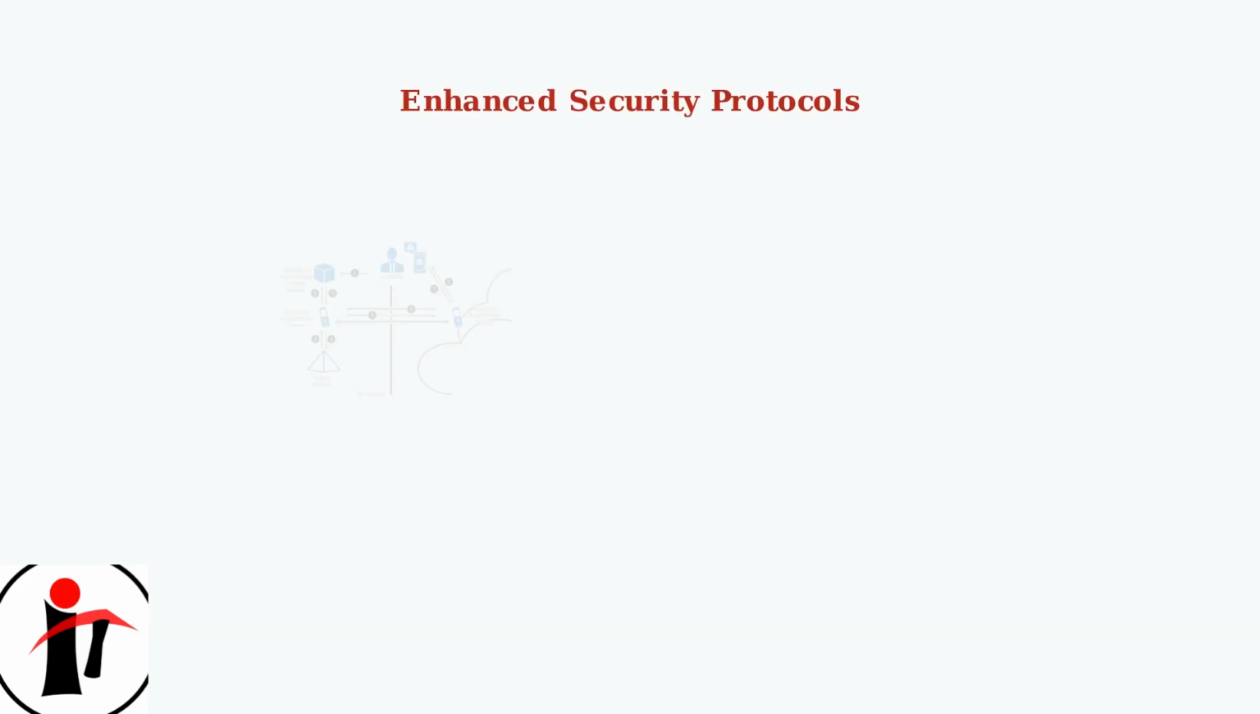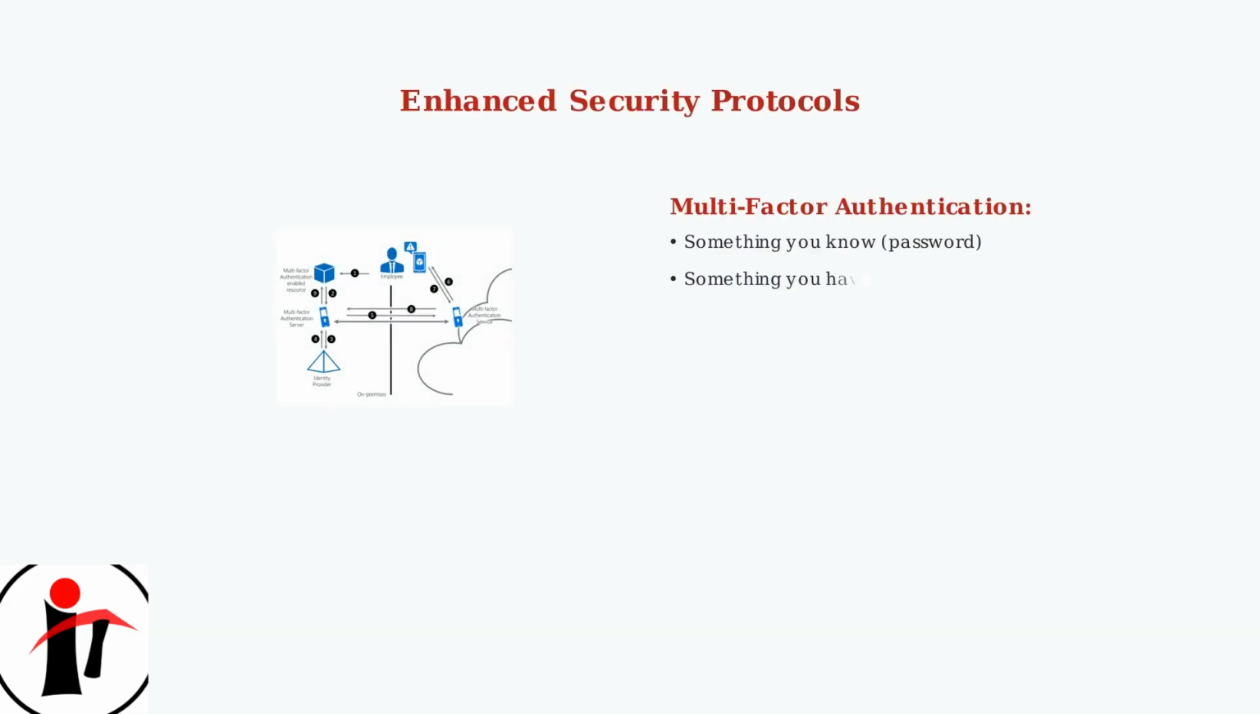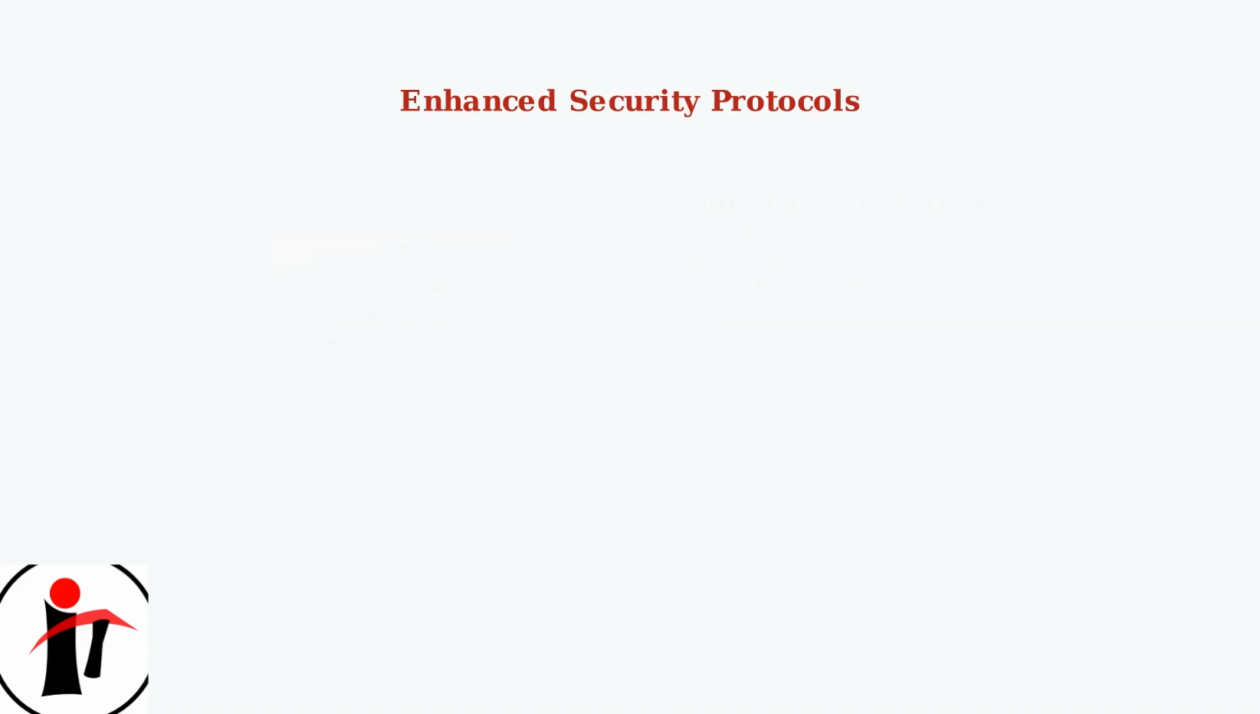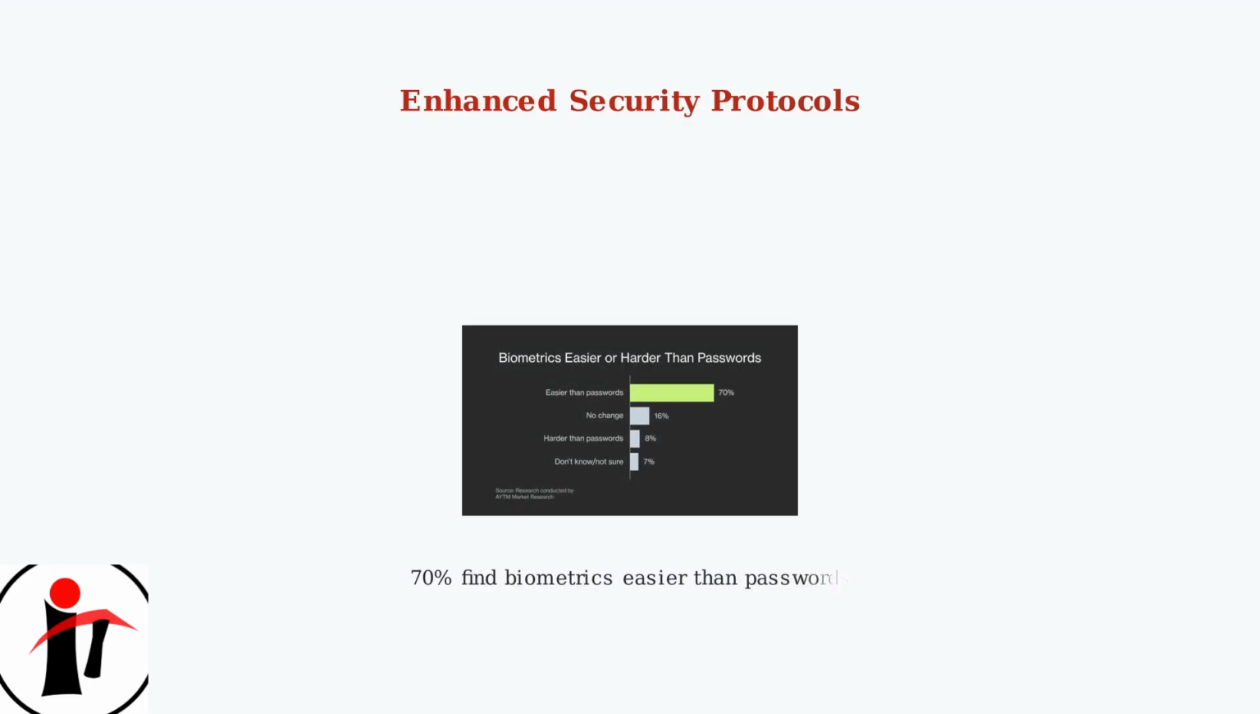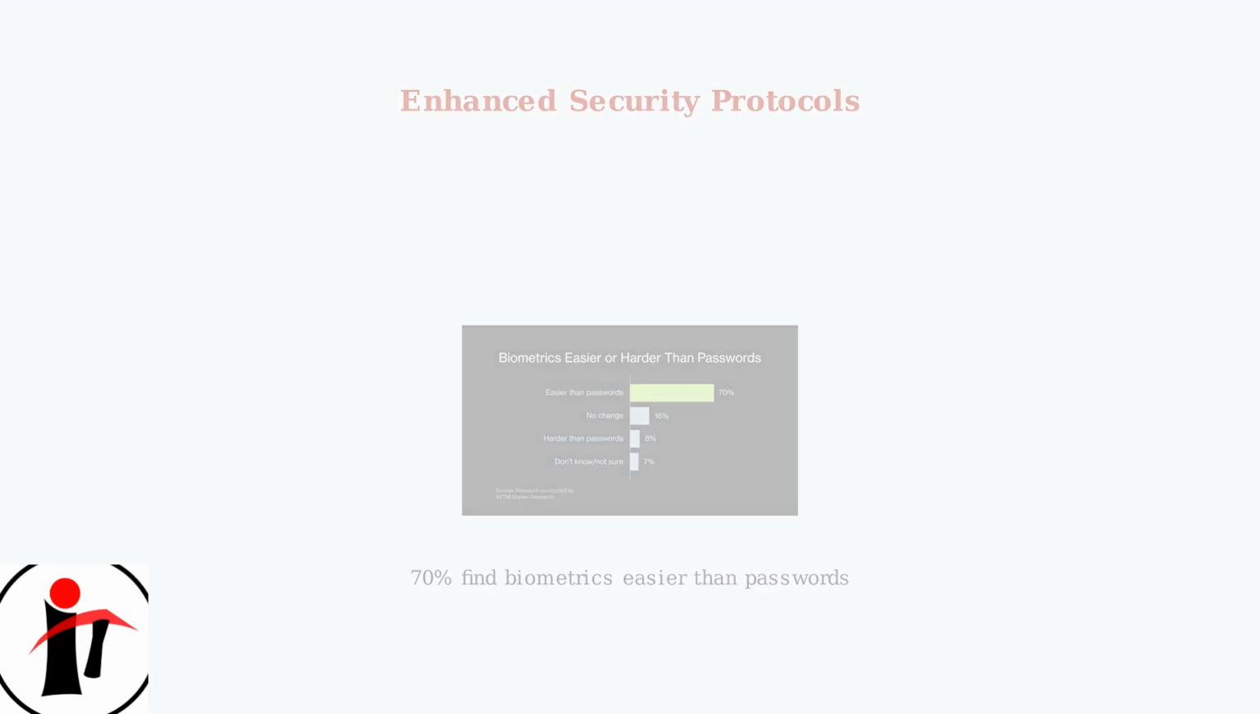Wells Fargo has implemented advanced security measures to protect your financial information. Multi-factor authentication adds an extra layer of protection beyond just your password. Biometric authentication, such as fingerprint and facial recognition, provides a more secure and convenient way to access your account compared to traditional passwords.